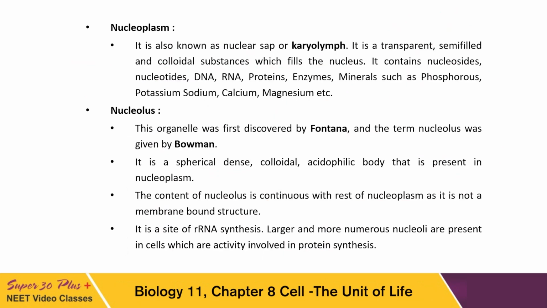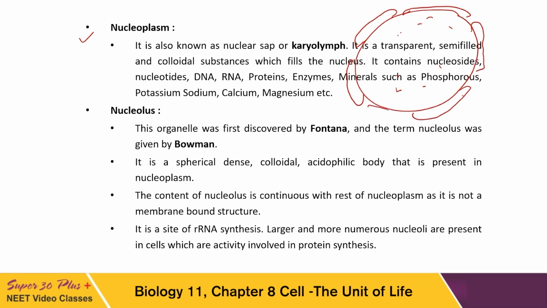Now we have to see the nucleoplasm. Nucleoplasm is simply what is inside the nucleus, which is a double membranous structure. Everything inside the nucleus is in this amorphous liquid, the medium where the other things are dispersed, known as nuclear sap or karyolymph. It is transparent, semi-fluid, filled with colloidal substance, which fills the nucleus. Inside the nucleus it contains nucleosides, nucleotides, DNA, RNA, protein, enzymes, and minerals such as phosphorus, potassium, sodium, calcium, and magnesium.